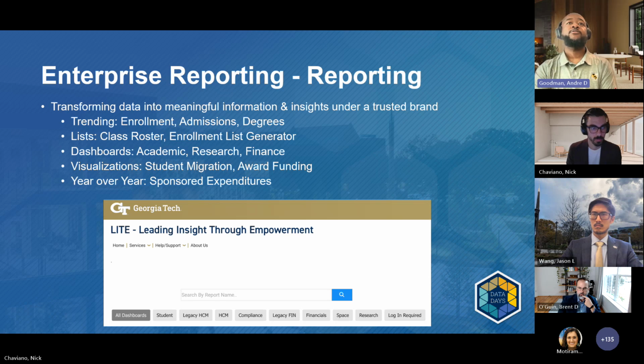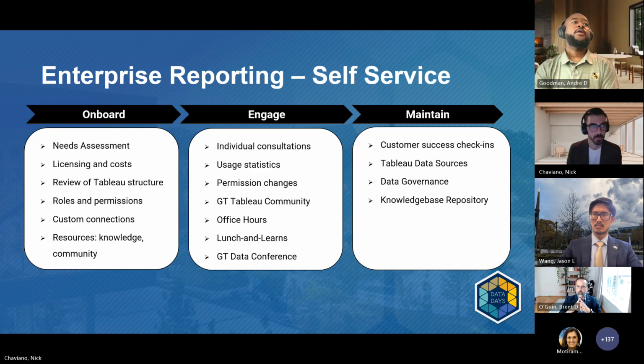So being able to see the flow of students from their beginning journey and admissions all the way to their degree outcomes. And we also do year-over-year comparisons where you can look at how data is trending over several different years in comparison to each other. And so these are all the different types of reporting solutions that we provide our campus.